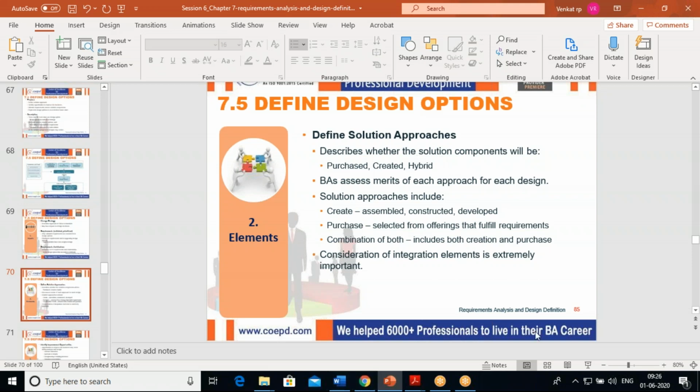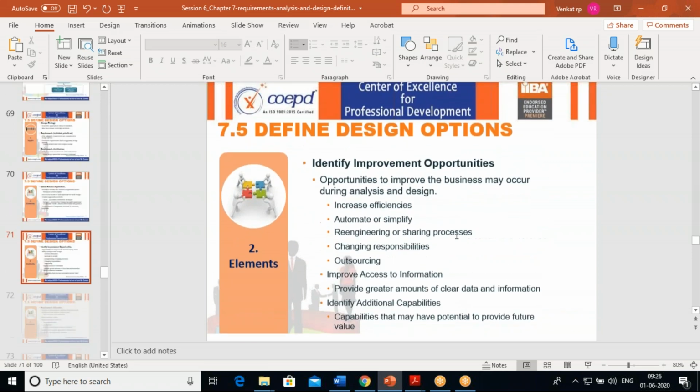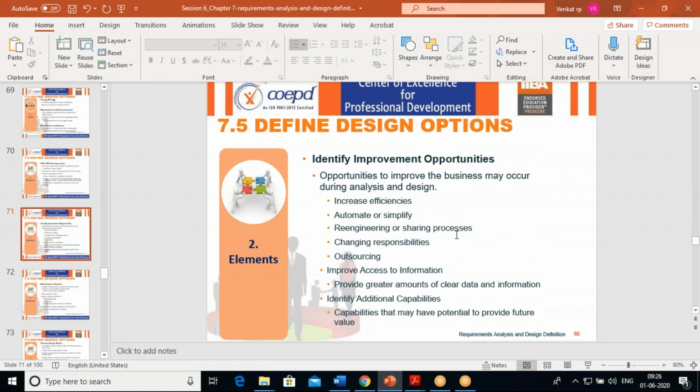Okay, so it's like solution approaches. If you are going to create, you can go with assembled, constructed, developed, like that. And if you are going to purchase, selecting from the offerings to fulfill the requirements, then from there, a combination of both means it includes both creation and purchase, both we will be making up. Okay, and then we will identify the improvement opportunities.